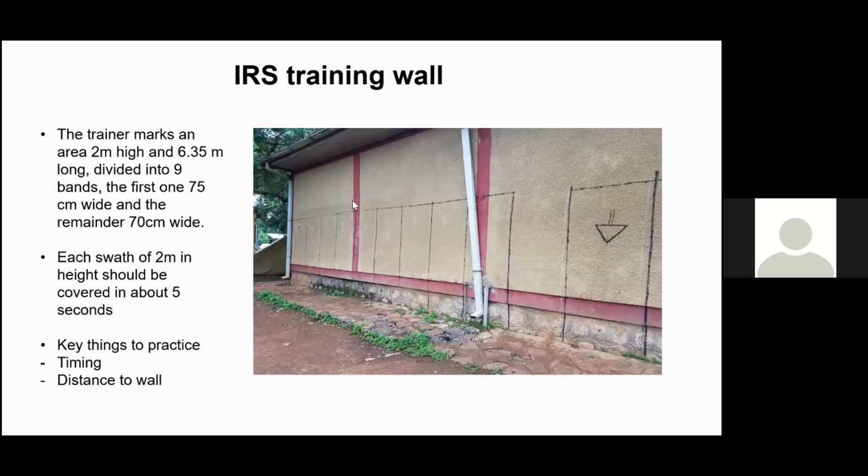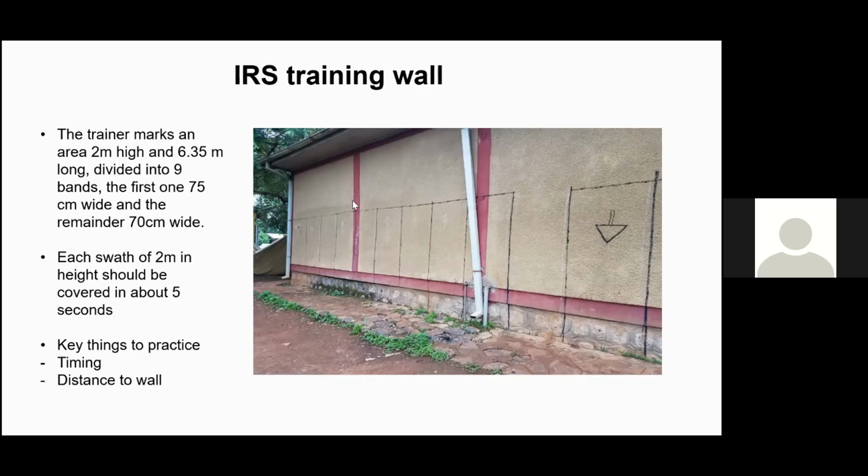Each swath of 2 meter in height should be covered in about 5 seconds. Key things to practice are timing and distance to wall. One has to be able to maintain a 45 centimeter distance from the wall, and maintain accurate timing.